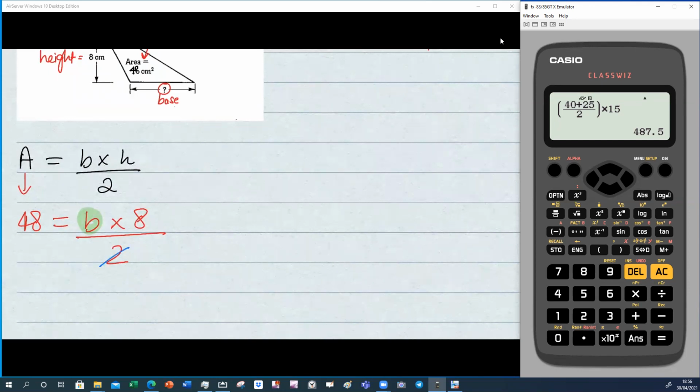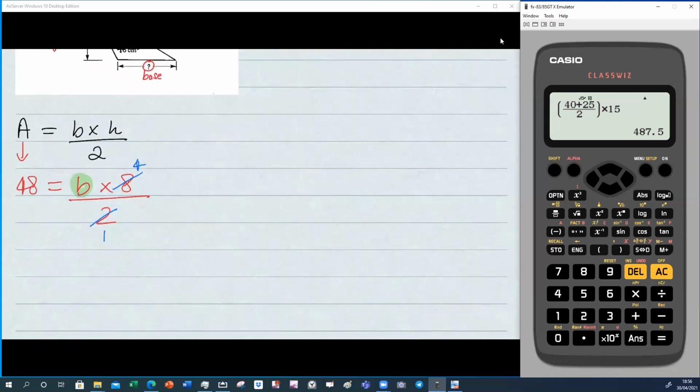Yeah. 2 divided by 2 is? 1. 8 divided by 2 is? 4. So we can rewrite the question as 48 equals B times 4. Is that okay? Yeah. Lovely. What do we do now? We want to work out the B. So what do we do to the times by 4? Opposite of times by 4 is? Divide. So what's 48 divided by 4? 12. Done.